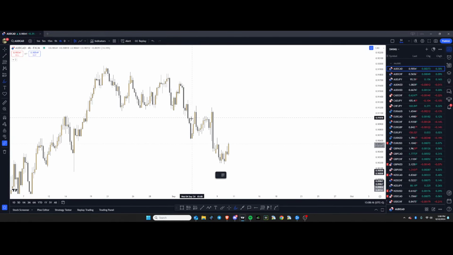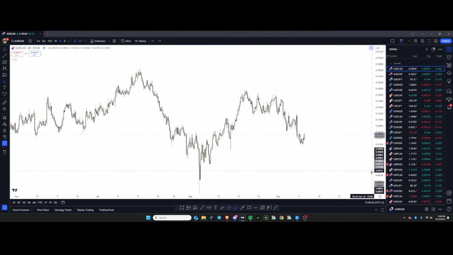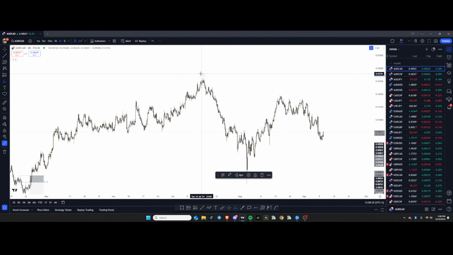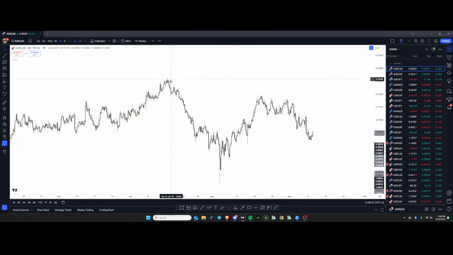And make sure that, because obviously, in my opinion, this is internal structure, right? This is your low, your high, this is your low. Everything in between that is internal structure. However, if I zoom out a lot more, that perspective changes. Now, this is your external high, and this is your external low.